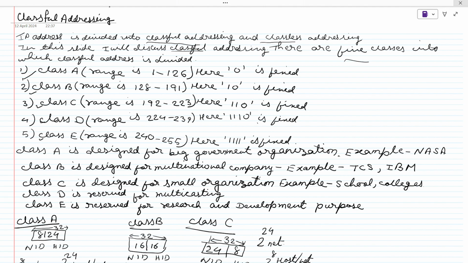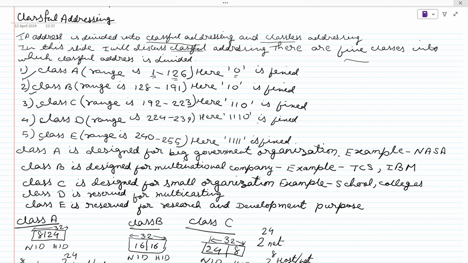In class A, the range of class A IP address is from 1 to 126. If the first octet of any IP address is between 1 to 126, then we call this a class A IP address.